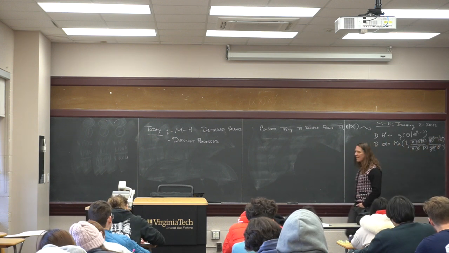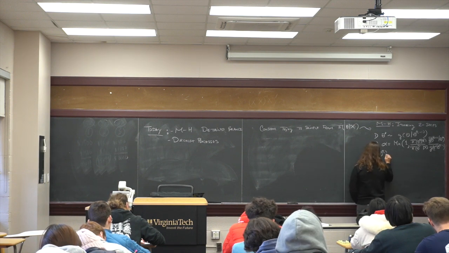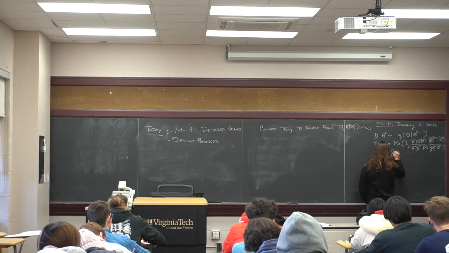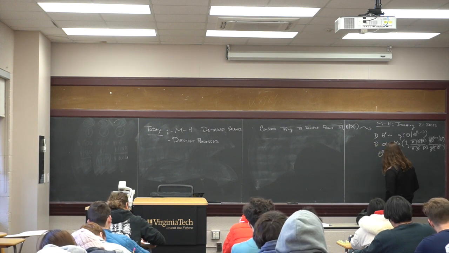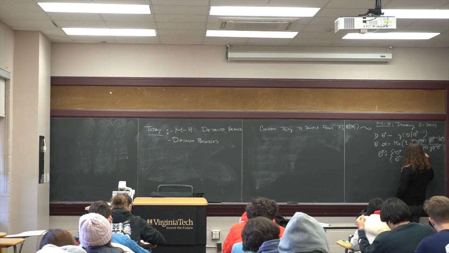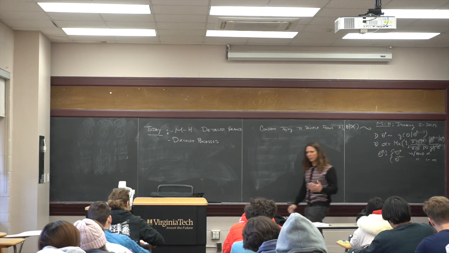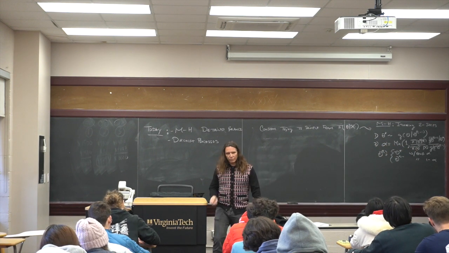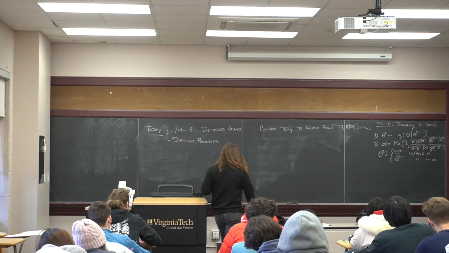And then we accept with this probability. So theta t at the next step is going to be either theta star or theta t minus 1. Theta star happens with probability alpha, and theta t minus 1 happens with probability 1 minus alpha. So it's just a Bernoulli coin flip. That's Metropolis Hastings.